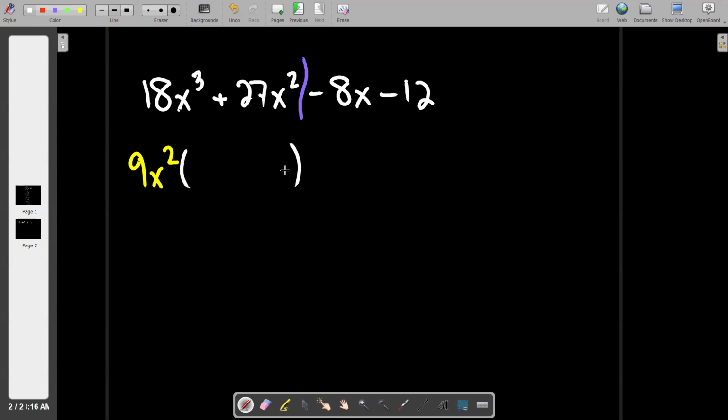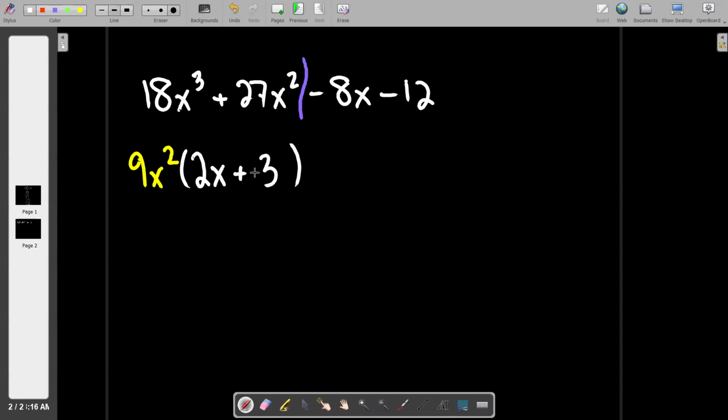Okay, we don't want just any old CF. We want the G, the greatest. What's left of the left half if I pull out the 9 and the x squared? 2. I need a 2x plus 3. Nice.